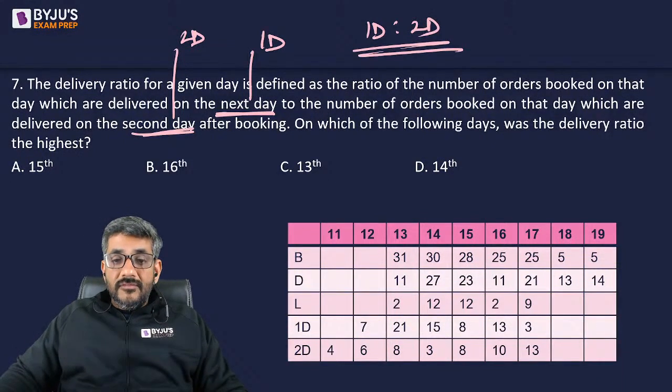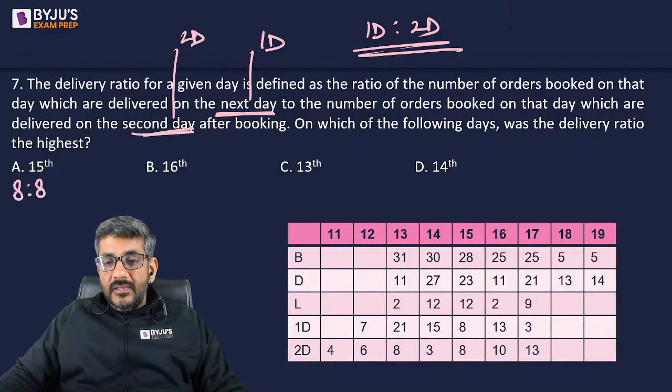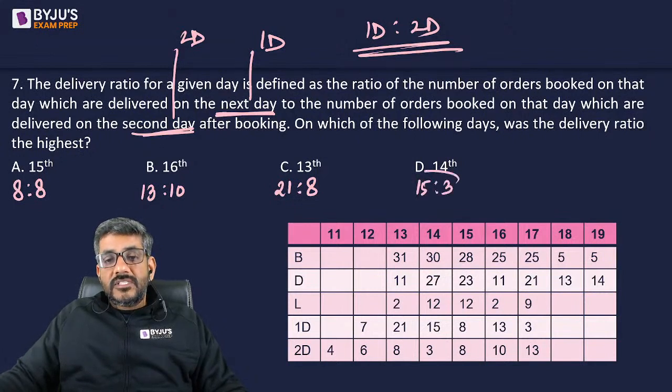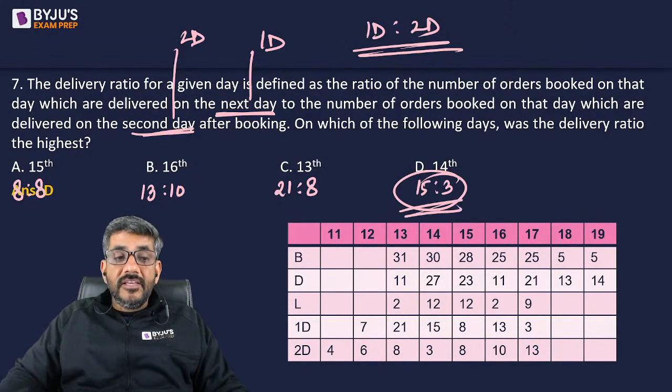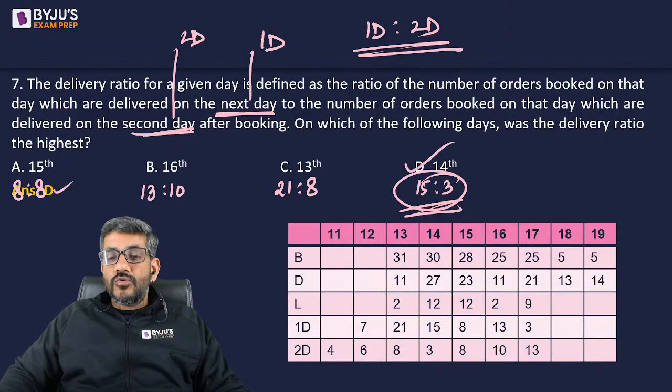Highest कब है? 15th का delivery ratio देखिए, 1D is 8, 2D is 8. 16th का देखिए, 1D is 13, 2D is 10. 13th का देखिए, 1D is 21, 2D is 8. और 14th का देखिए, 1D is 15, 2D is 3. Of course, this is the highest because it is 5 is to 1. So my answer is option D. That is 5 is to 1 is the largest ratio among all of them.